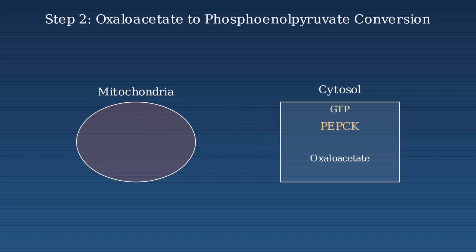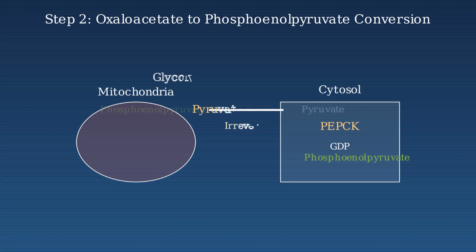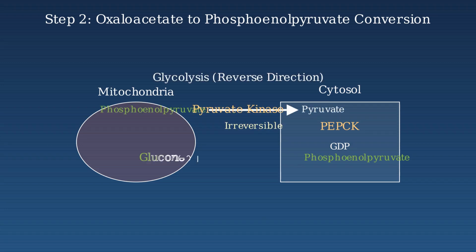The conversion is catalyzed by the enzyme phosphoenolpyruvate carboxykinase, or PEPCK. This enzyme requires GTP as an energy source. PEPCK catalyzes the decarboxylation of oxaloacetate to form phosphoenolpyruvate, releasing carbon dioxide. During this reaction, GTP is converted to GDP, transferring a phosphate group to form phosphoenolpyruvate. This reaction is critical because it bypasses the irreversible pyruvate kinase step of glycolysis.